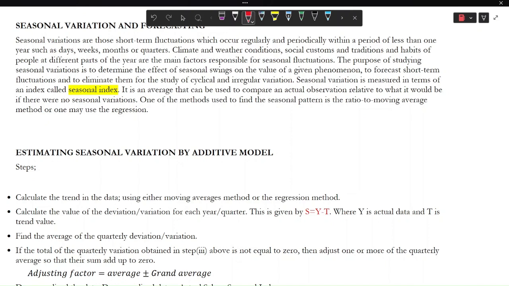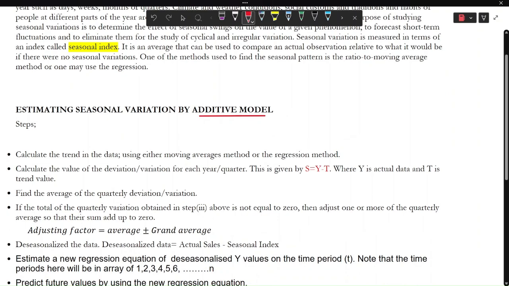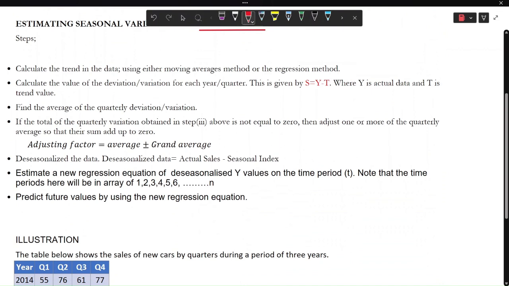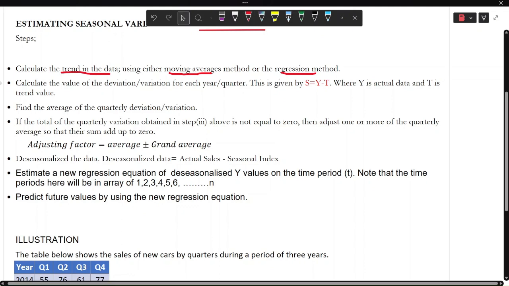So we'll be using the additive model first. When you're done, we move on to use the multiplicative model. So now let's look at the step in estimating the seasonal variation, which is measured by an index, that is the seasonal index. Then we will use it for forecasting. So the first step is to calculate the trend in the data, either using the moving average method or the regression method, for which we've done in a previous video.